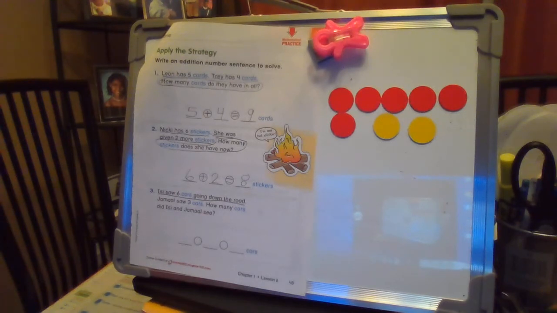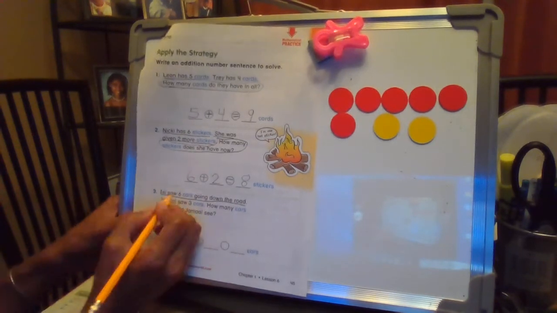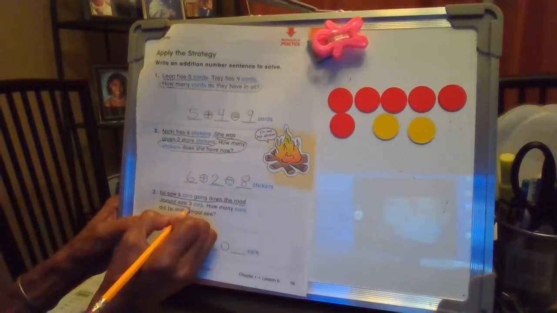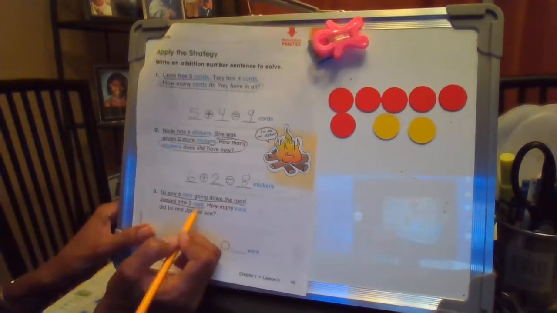Next, what else? What else did the author tell me? What additional information was given to me in this question? It says Jamal saw 3 cars. So I'm going to underline that. Now it says to circle what you need to find. What information do I need to find? I need to find how many cars Icy and Jamal saw. So I'm going to use my pencil and circle that.